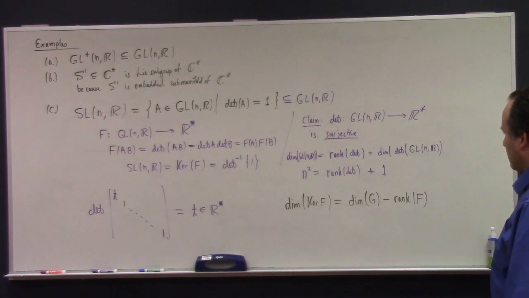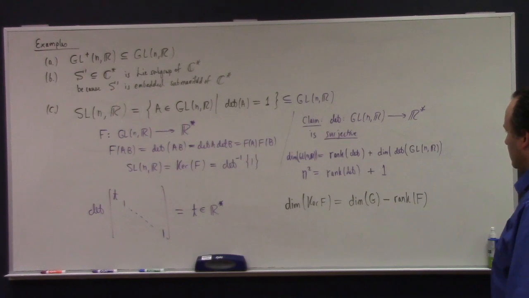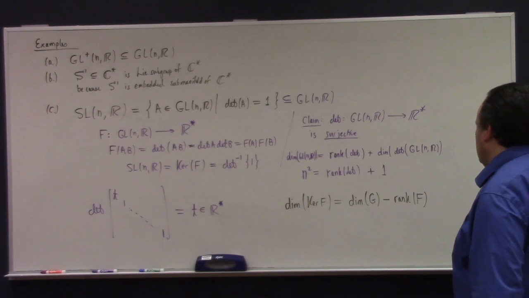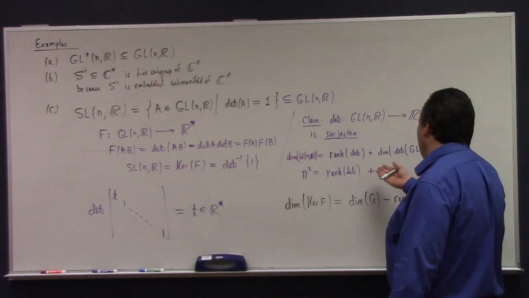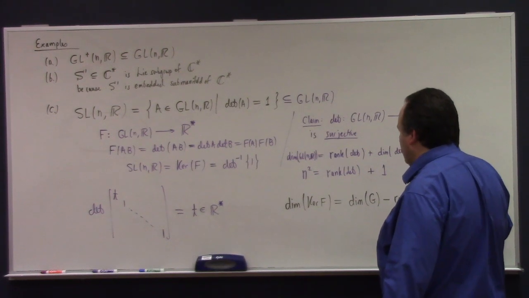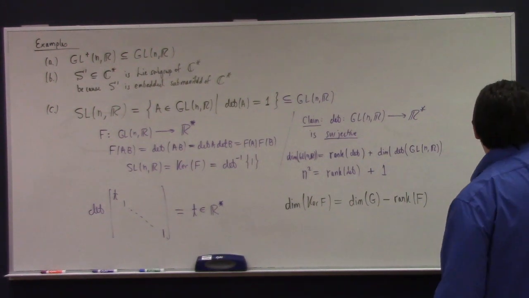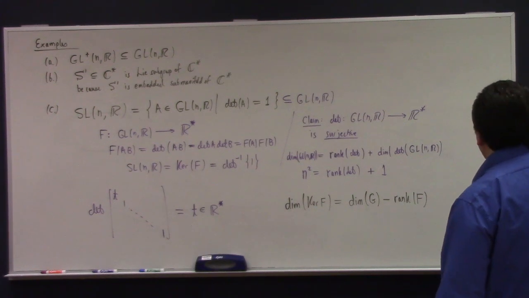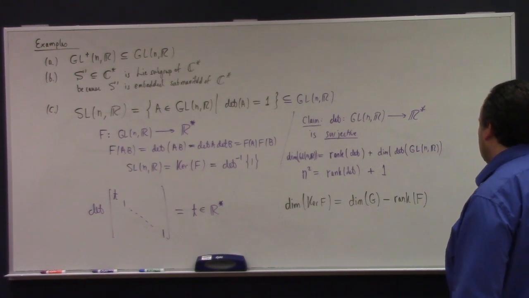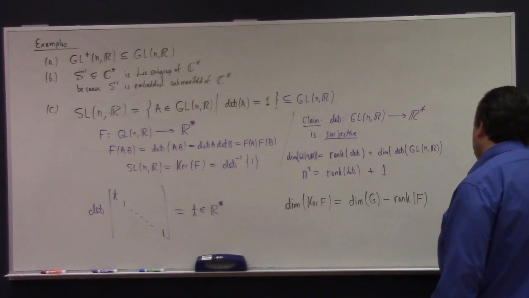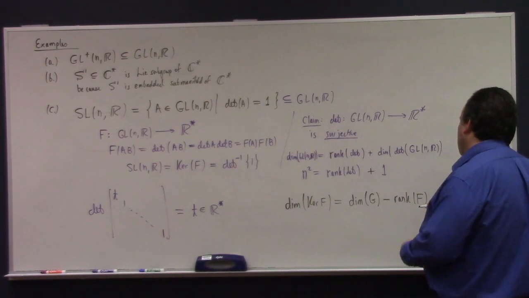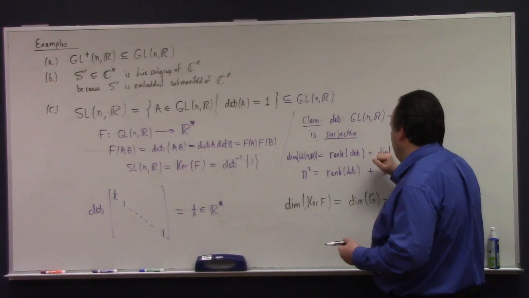Sorry, I'm not sure why I'm confused. Oh, it's not the rank of the determinant I need. What do I need? Oh, I'm a dummy. Why am I after the rank? I don't want the rank of the determinant. I want the dimension of the kernel of the determinant. So, yeah, dummy. Me, not you.